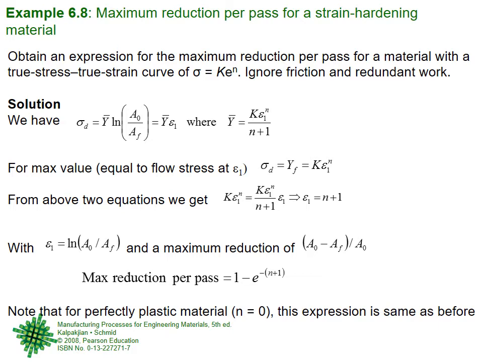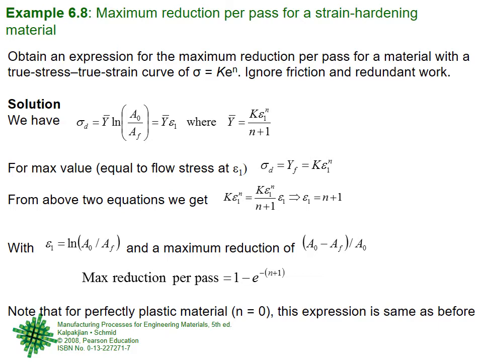Because a strain hardening material you have found, this is the more general case. If in a strain hardening you put n is equal to 0, then it means there is no hardening, which means it is perfectly plastic material. So if you put n is equal to 0 in this solution, it reduces to the same solution that you had for the perfectly plastic material. So this is reverse engineering, right? This is a proof that your work is right.